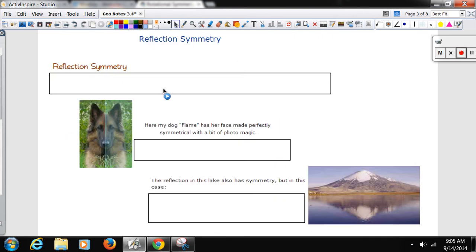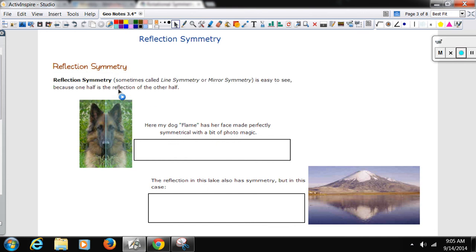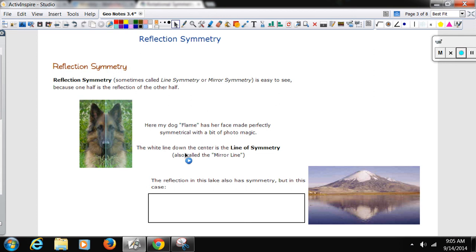Reflectional symmetry. We've already talked about reflections, so you already know that, but reflectional symmetry is when the reflection line is in the middle of the shape and one side maps on top of the other side. That's called reflectional symmetry, not just a reflection. Here you can see the white line down the center is a line of symmetry called the mirror line, and one side matches up the other side.